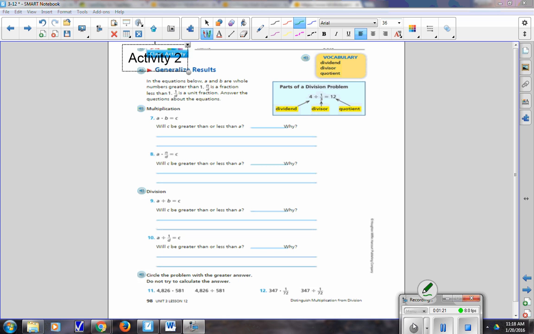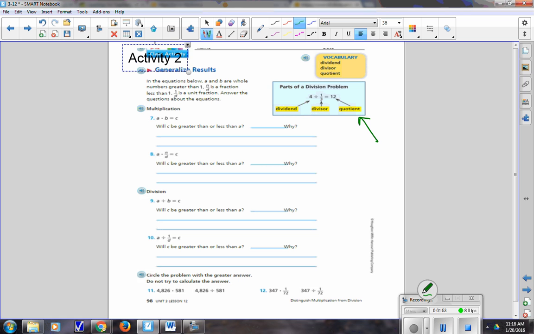So we know the parts of a division problem. I'm taking us back to maybe third grade. We have a dividend, what's being divided, a divisor, the one doing the dividing, and a quotient, which is the answer. So I'm looking at the parts of a division problem. We should know those words, right? Okay.